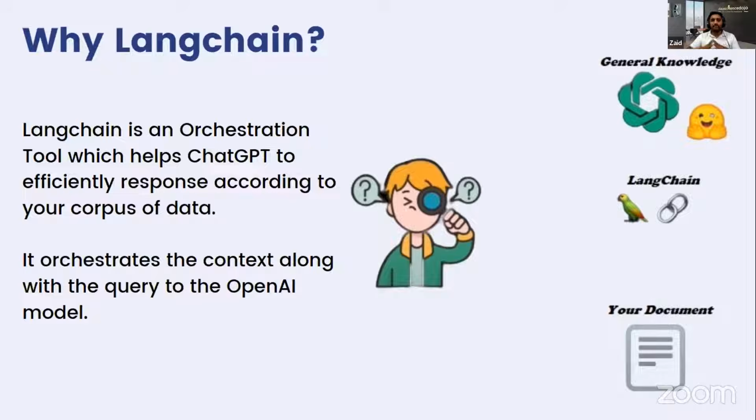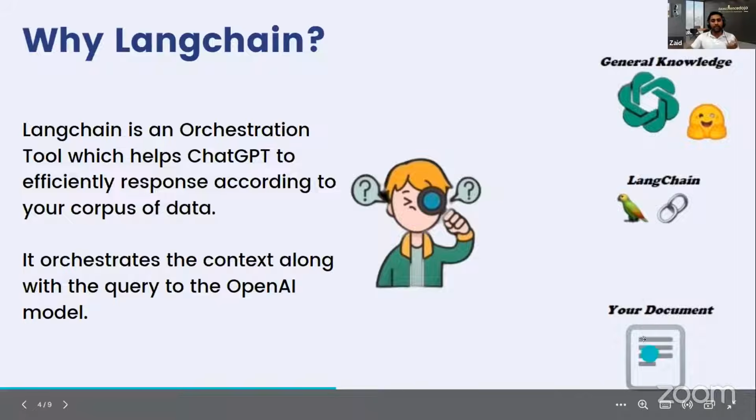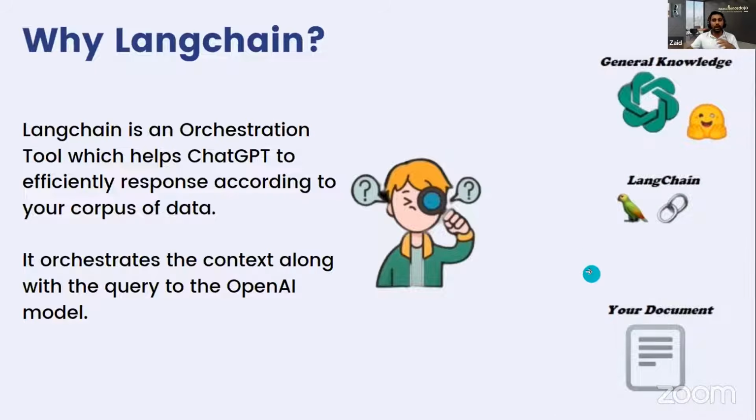So that is where we have an orchestration tool that comes into play. So orchestration tools help provide the context to ChatGPT, and we will look into the architecture of how these things get done. So take this as LangChain provides the context with the question to ChatGPT. So these are the orchestration tools which help ChatGPT to efficiently respond according to your own corpus of data.